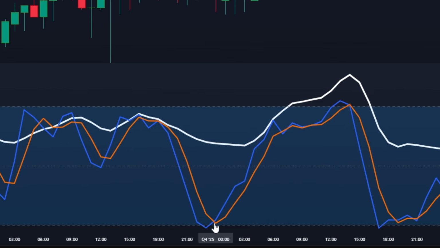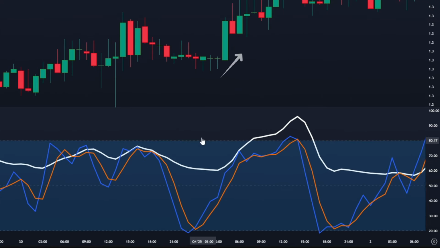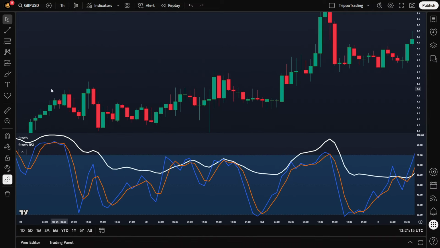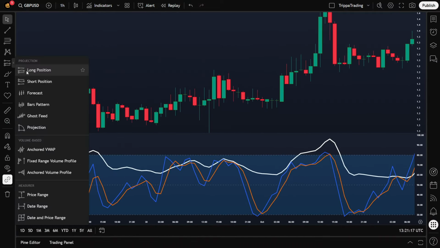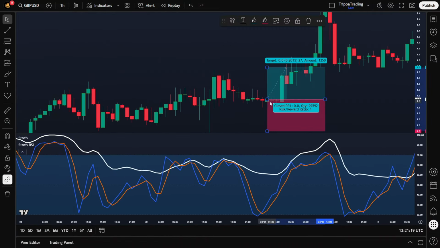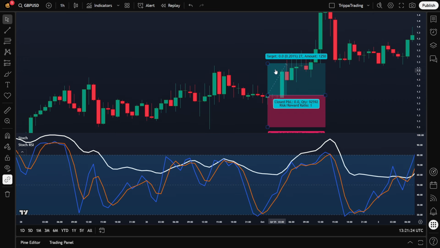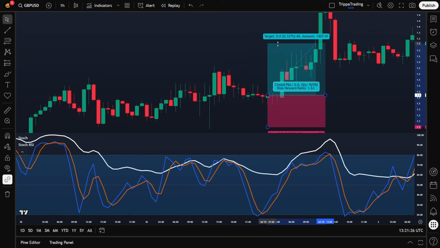That cross back up is our signal that the pullback is ending and buyers are stepping in again. When that cross happens and the white line is still above 50, the long signal is valid. And after that, we can open a buy position at the opening of the next candle. The stop loss goes just below the swing low of that pullback, and the take profit is set at 2 times the risk, 1 to 2 risk to reward ratio.